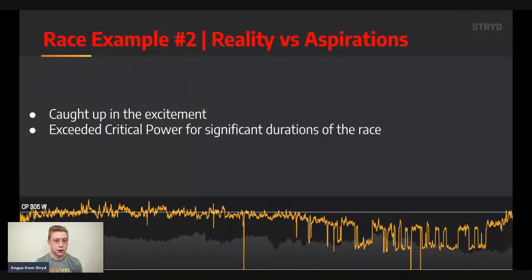You can see the runner had a very high power output during the first half of the race. And in the second half of the race, the power output really trailed off. You can even see some walking sections where the power really trailed off during the second half.